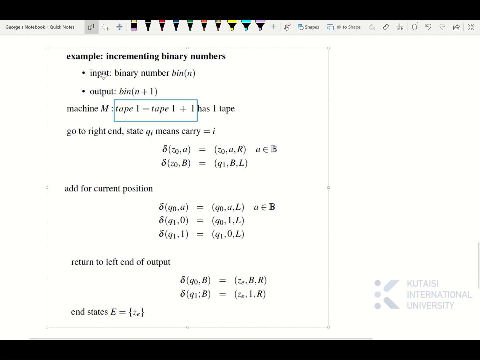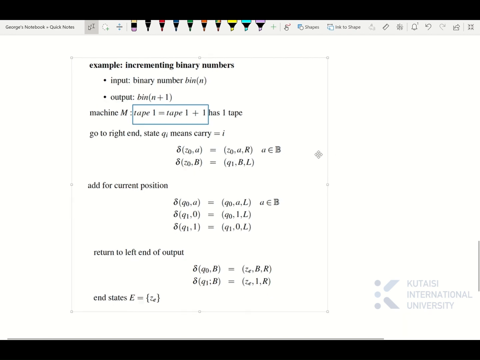So what is the input? Input is a binary number. If n is a natural number, bin n is just the binary representation of that natural number. And the output would be bin(n+1), the binary representation of n plus 1. And the name of this machine will be tape 1 equals tape 1 plus 1. This is nothing but the name of the machine, and you will see how this naming scheme is very successful. This machine has only one tape. I will only need one tape.